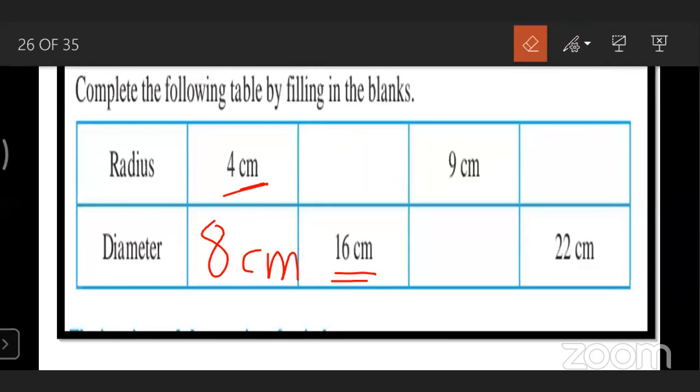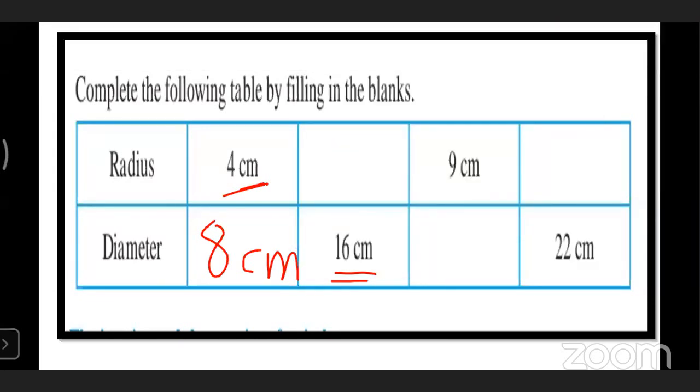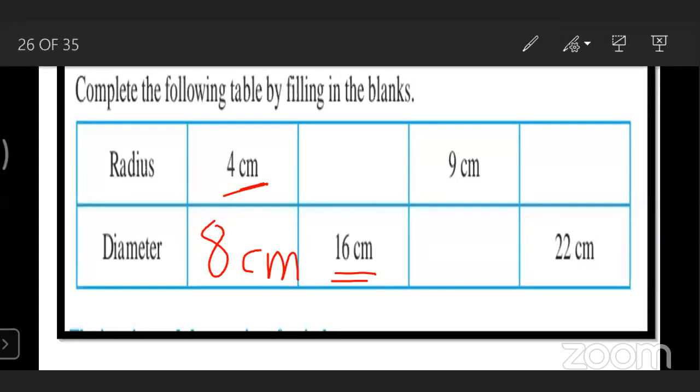So what should I write down here? 8 centimeter. Yes, very good. 8 centimeter, right? Now just see the third example. What is given here? 9 centimeter. The radius is given, right? What do we have to find out? We have to find out the diameter.